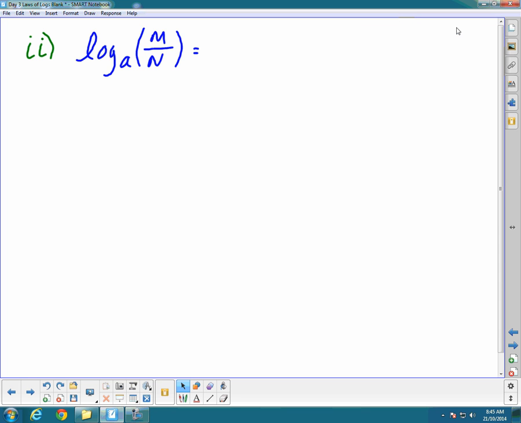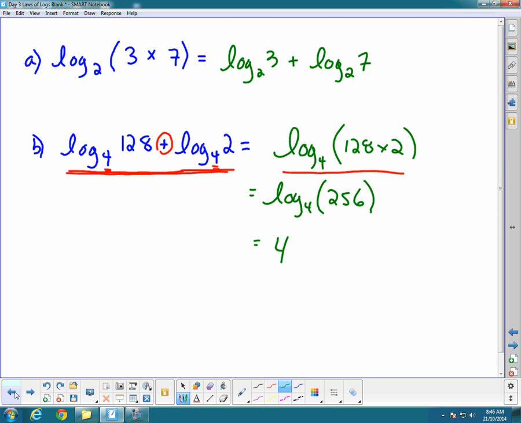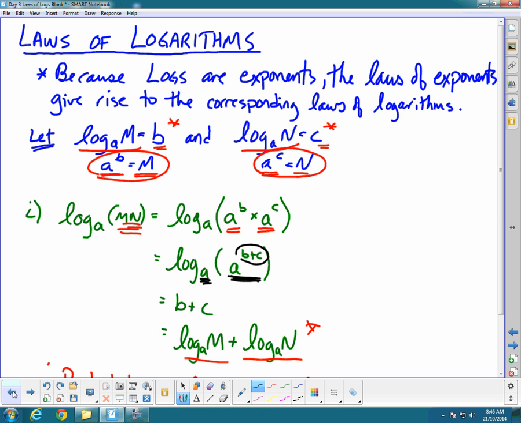So now we're going to apply the same strategy, but looking at a situation where you are dividing two numbers. So you're taking the log of a division. So we're going to go back and use these same properties.